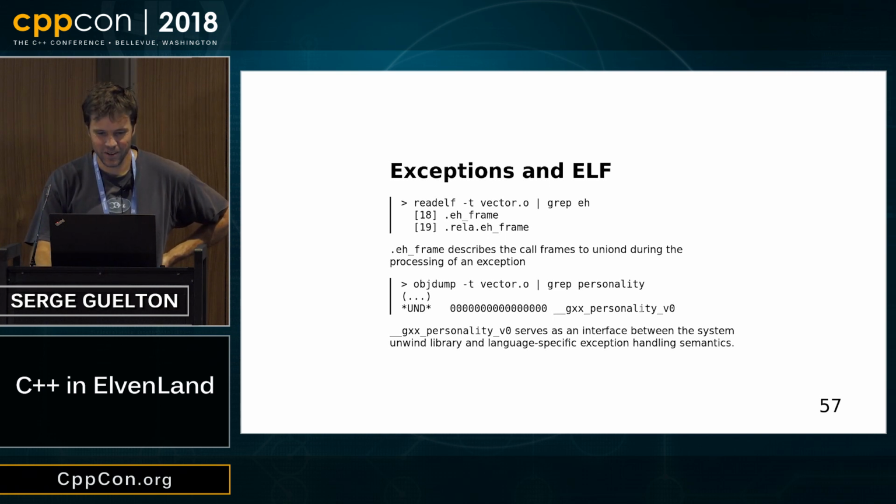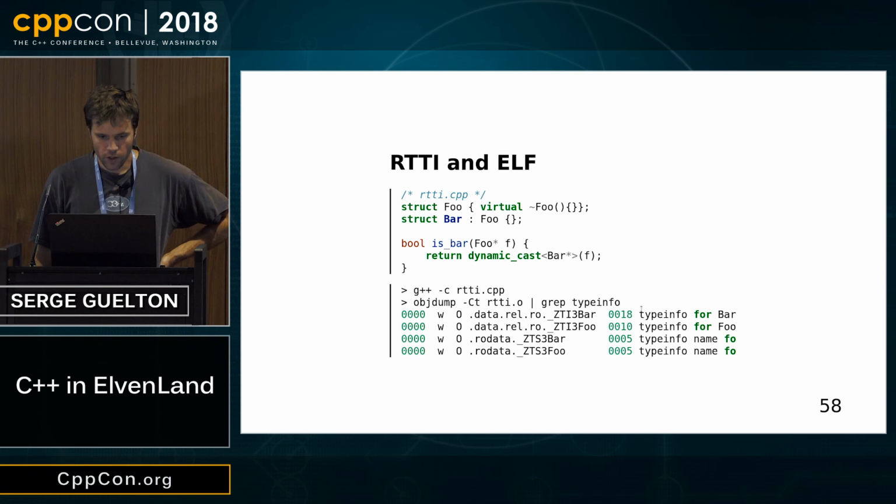Right. RTTI. Here I have some inheritance with a virtual destructor, a dynamic cast, so I need type information, runtime type information. And again, if I have a look at the symbols, I have this extra symbol, type info for bar, type info for foo, the name, and so on.